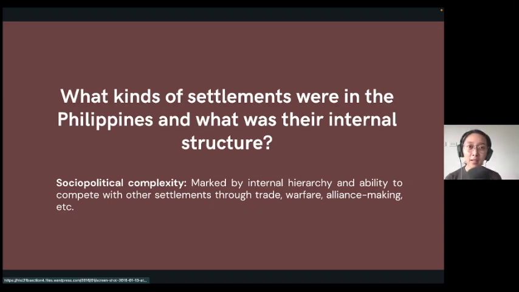Now let's move to the second person that we want to discuss today. Well, second question, really, and then the second author that we want to discuss. Now, this question asks us, what kinds of settlements were in the Philippines and what was their internal structure? So, alam na natin kung paano nag-emerge yung communities na yun, di ba? Through Younker's arguments. Raiding, trading, feasting, right? But in this question, we're asking, okay, so what kinds of actual settlements emerged and what were their internal structures?